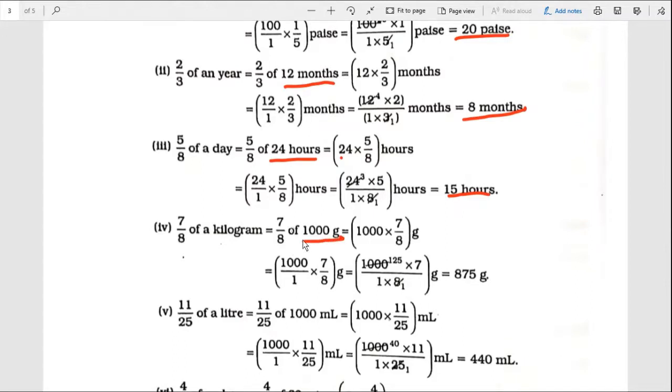So 7 by 8 of a 1000 gram. So 1000 into 7 by 8. 1000 will be divided by 8. We get 125. So 125 into 7 is equal to 875 gram.